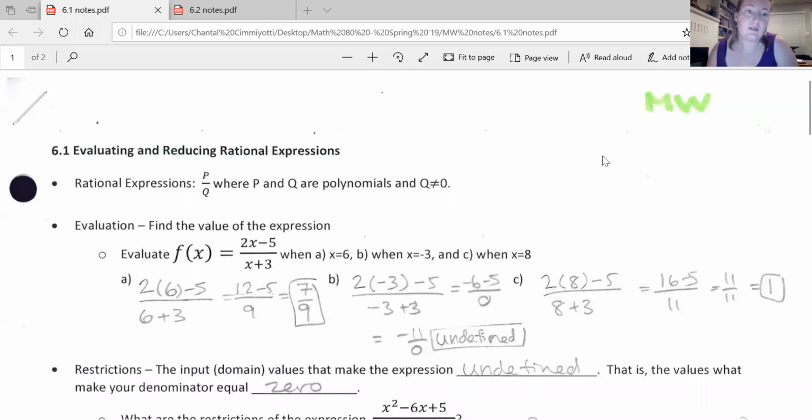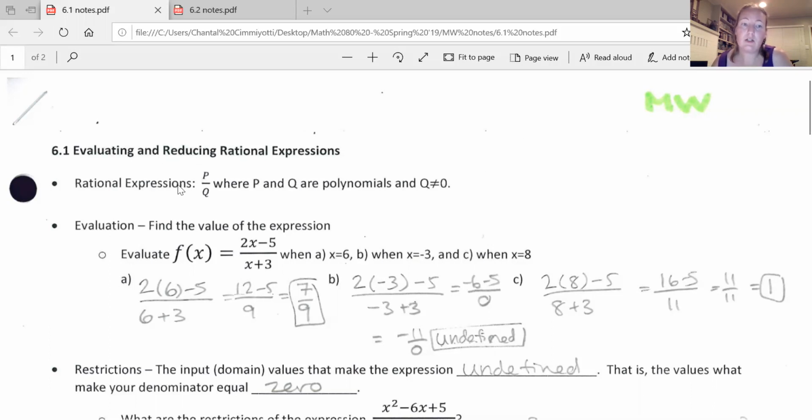Right, so chapter 6 is on rational expressions and equations. We are going to start off with how to simplify or reduce them. Then we'll move on to how to multiply and divide with them, then to add and subtract with them, then to how to deal with complex fractions, then how to do equations with rational expressions, and then do some applications of them. So 6.1 is on evaluating and reducing rational expressions.